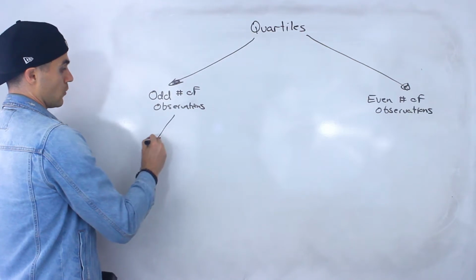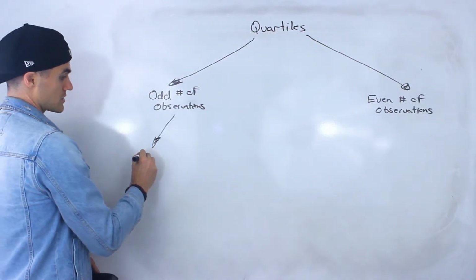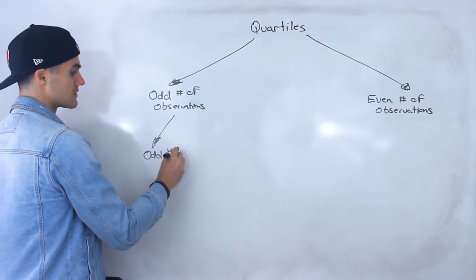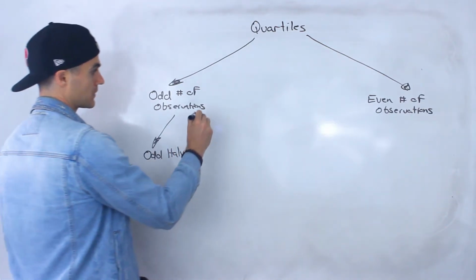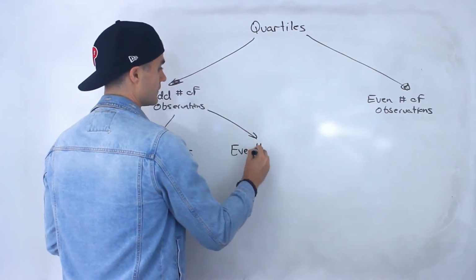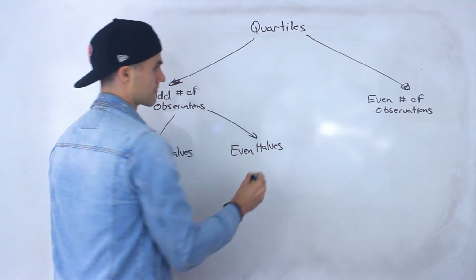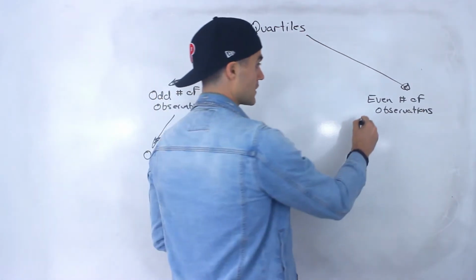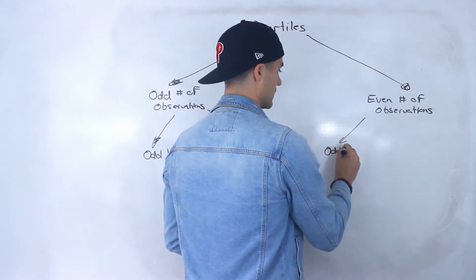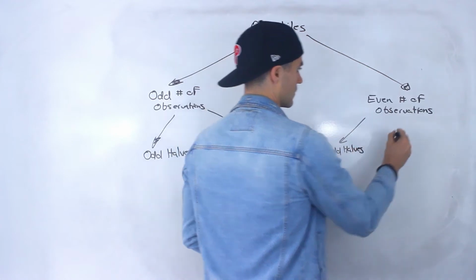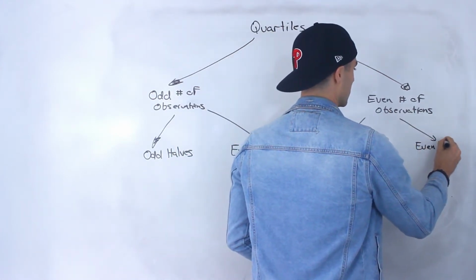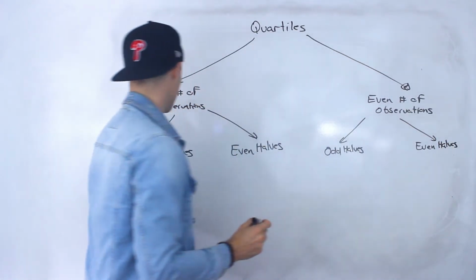So with an odd number of observations, you can have a case where you're going to have odd halves, which I'm going to explain in a sec what that means. And then you can also have even halves. And same thing with an even number of observations. We can have odd halves, or we can have even halves. So let me go through these one by one.